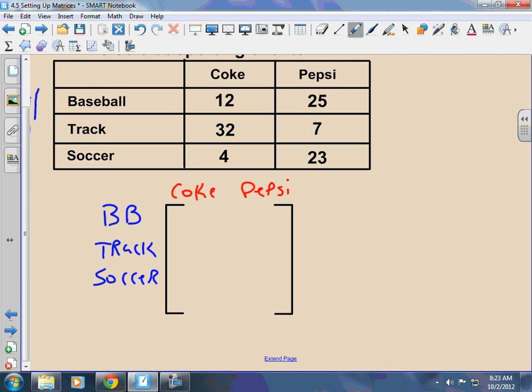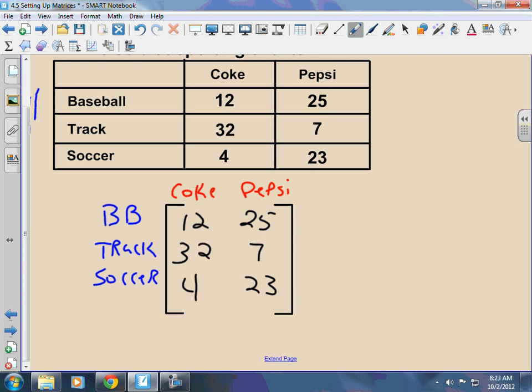All right? So at the baseball game, how many cans of Coke were sold? 12. How many cans of Pepsi? That's right. Pepsi's better. At track, how many cans of Coke were sold? 32. How many cans of Pepsi? 75, because we know Pepsi is better than Coke. At soccer, how many cans of Coke were sold? 4. How many cans of Pepsi? 23. Okay.